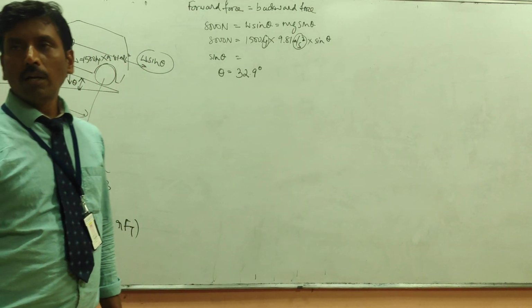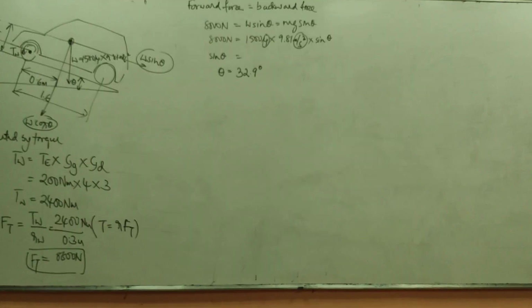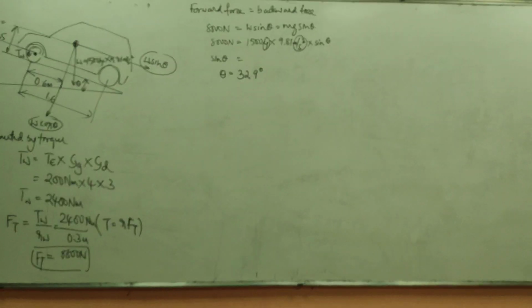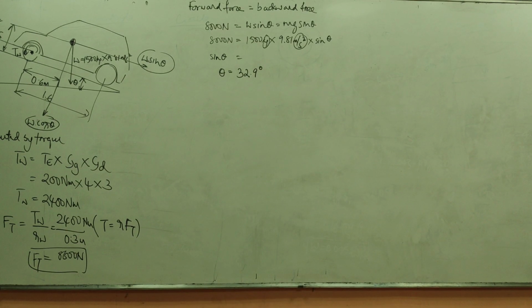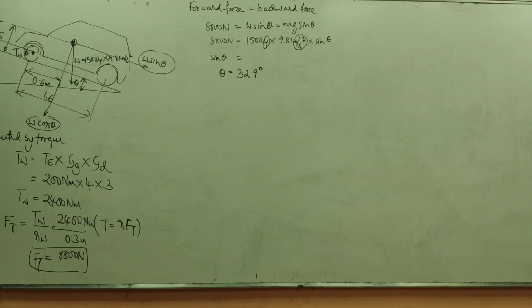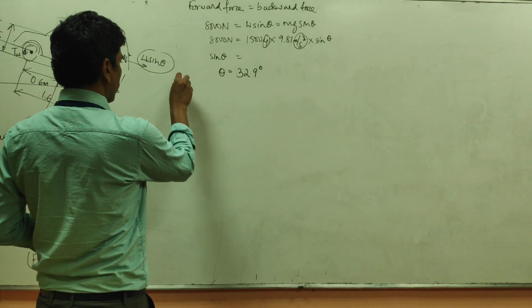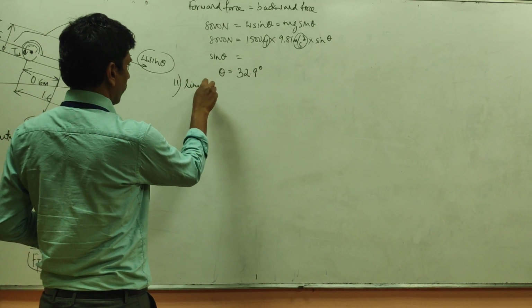Now we'll continue with the second part of the problem. The second part of the problem is friction: the maximum gradient it can climb, which is limited by friction.